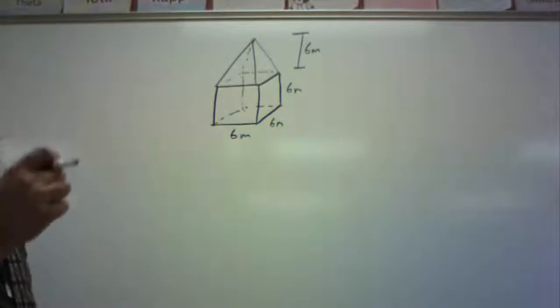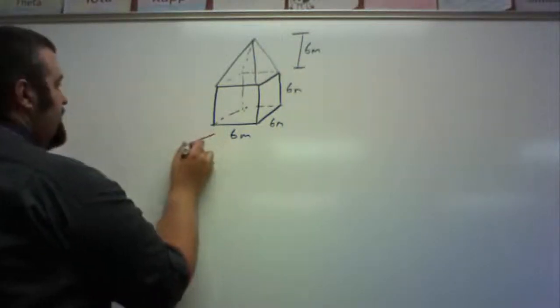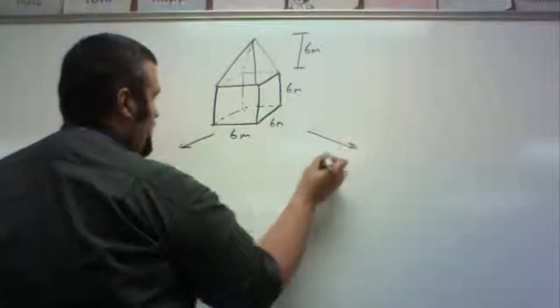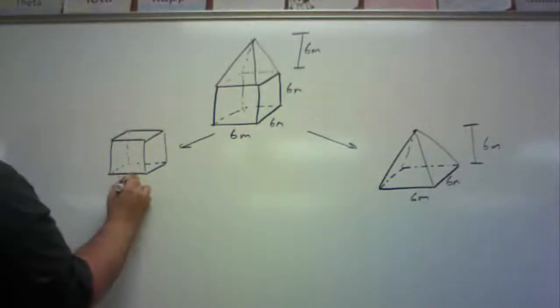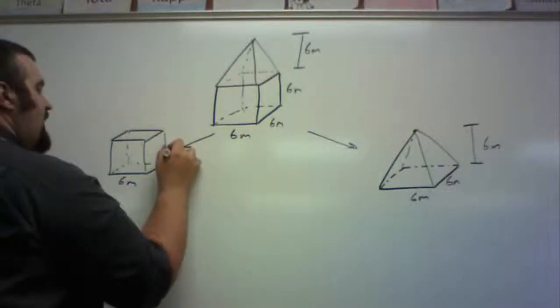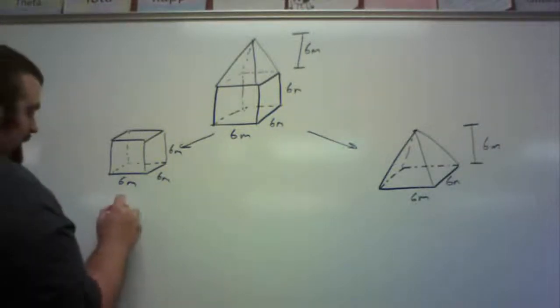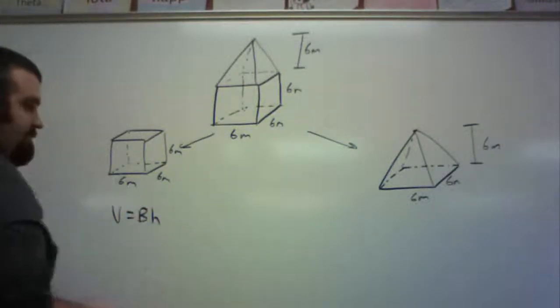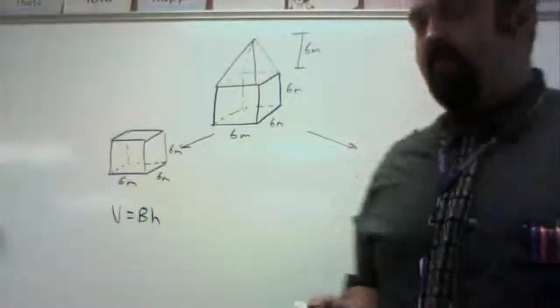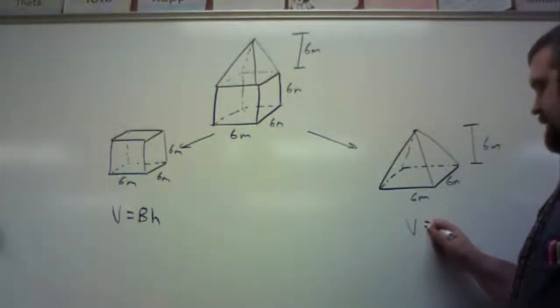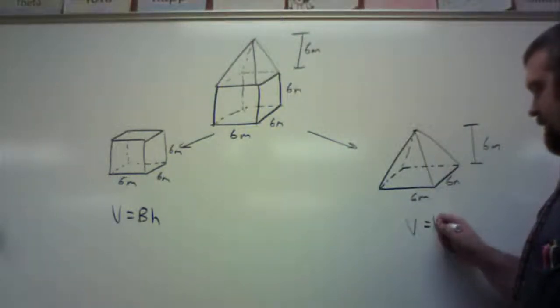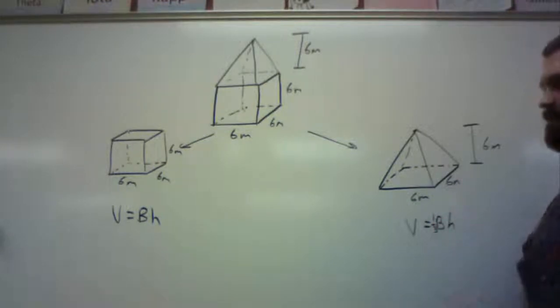So, what I see is two shapes here. The first shape I'm going to draw over here. The second shape I'm going to draw over here. And what I want to find for both of these is the volume. So when I look at this, the volume of a prism, if I remember correctly, is base area times height. And the volume of a pyramid is, well, 1/3 base area times height.